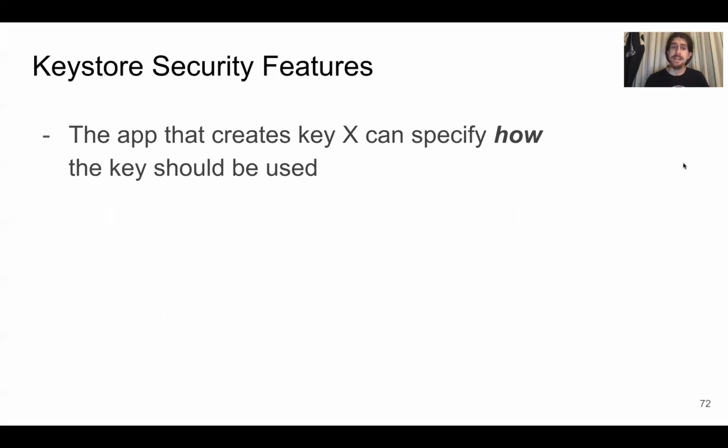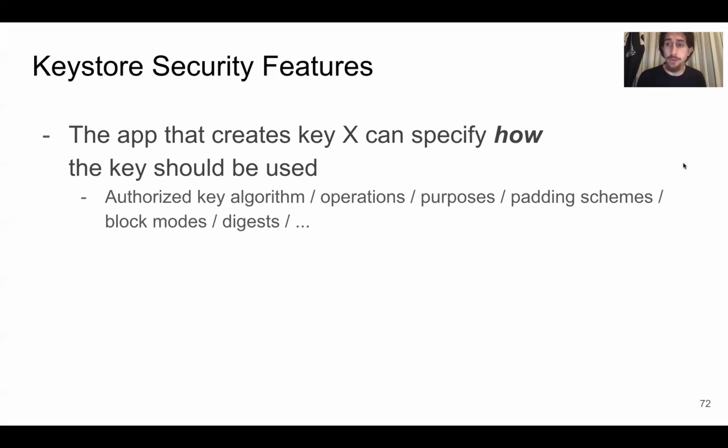Now, another thing is that the app that creates the key can specify how the key should be used. Okay, so it's not just that I create a key and then I can just use it, but you can specify other kinds of characteristics. And again, depending on how you do this, you have different interesting properties. So for example, you can specify what kind of algorithm you want to use, what kind of operations you want to support, what kind of purpose, what kind of padding scheme, if it's a block mode, if it's a kind of digest. So you can customize the key the way you want.